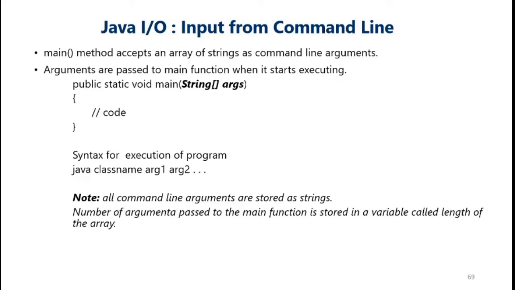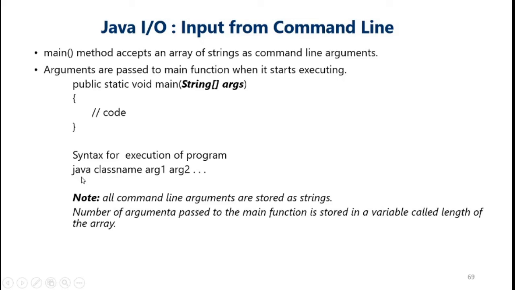Arguments are passed to the main function whenever it starts execution. So this is the syntax of the main function. In the main function, this array is going to store the arguments which are passed at runtime, during the execution of the program. Whenever the program starts execution, we pass the arguments and those arguments are stored in this array. And whenever you execute the program, how are those arguments passed?